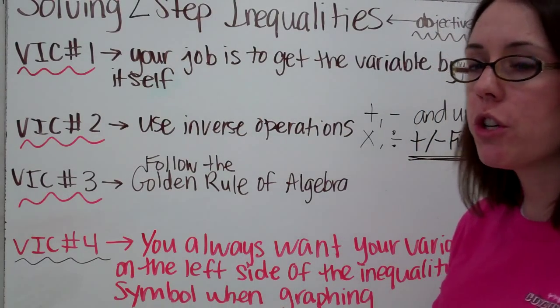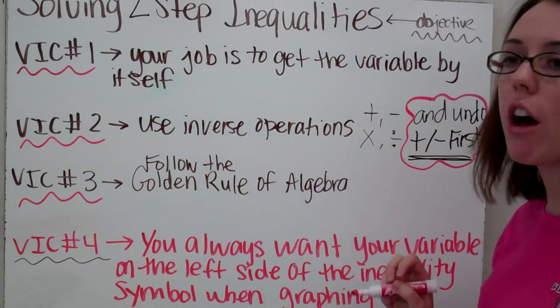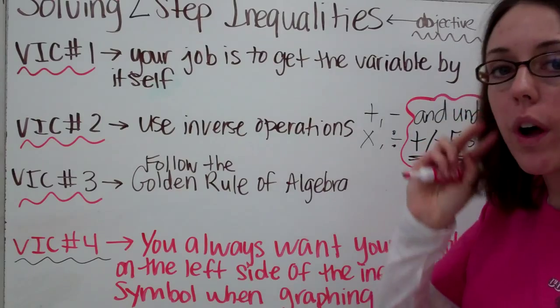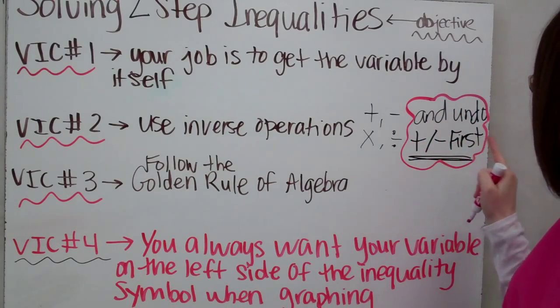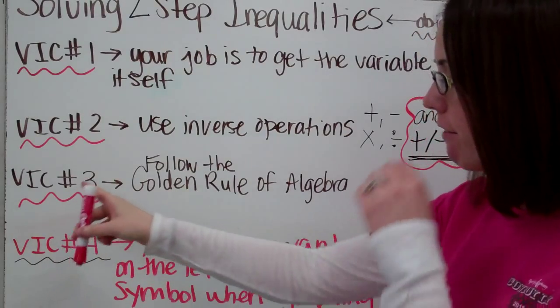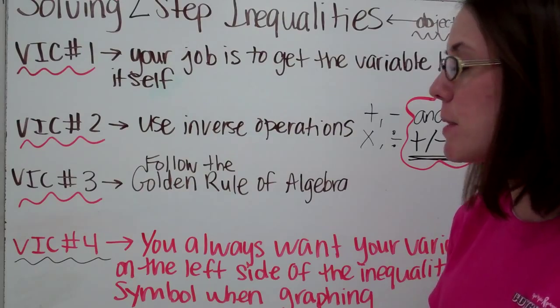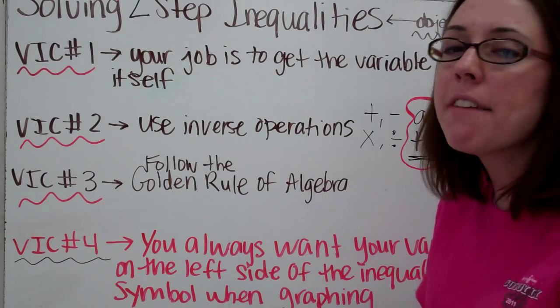Here's the only part you need to add. You always, when solving two-step inequalities, want to undo the addition and subtraction first. So undo the addition and subtraction first. VIC number 3, follow the golden rule of algebra. The golden rule of algebra tells us if you do it to one side, you have to do it to the other.